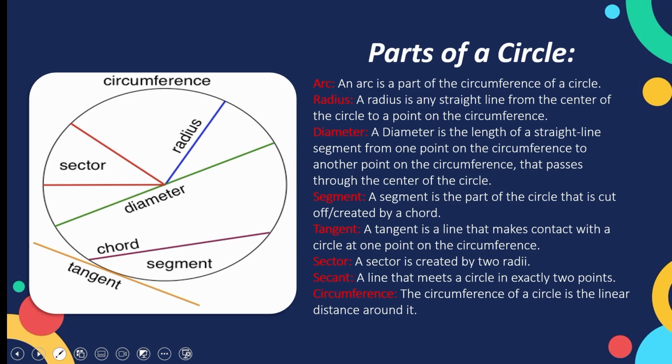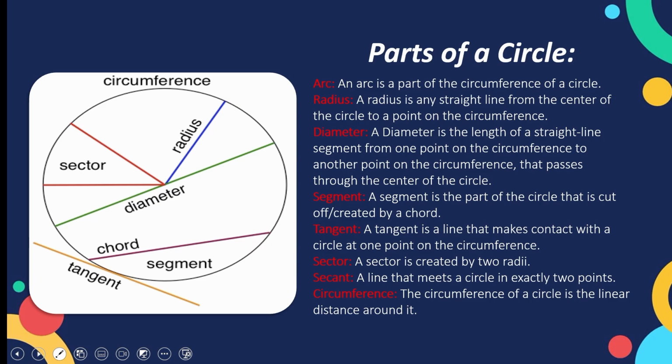So firstly, an arc is a part of the circumference of a circle. What we're looking at over here is our circumference, right around the edge of the circle. But the arc would be that little point over there, or it could even be this point over here. So that is what the arc of a circle is.